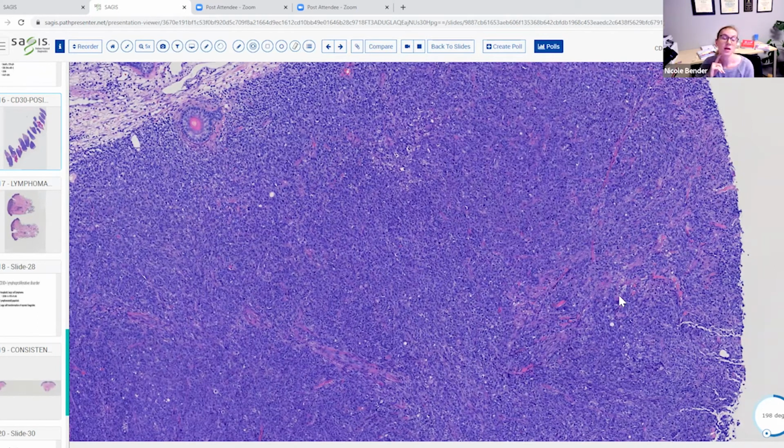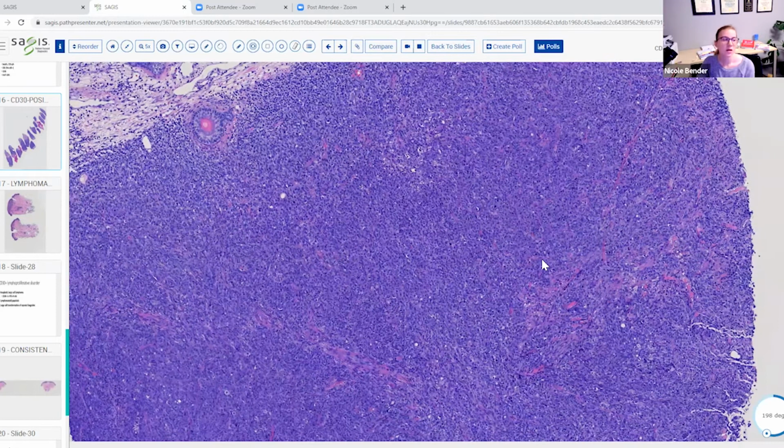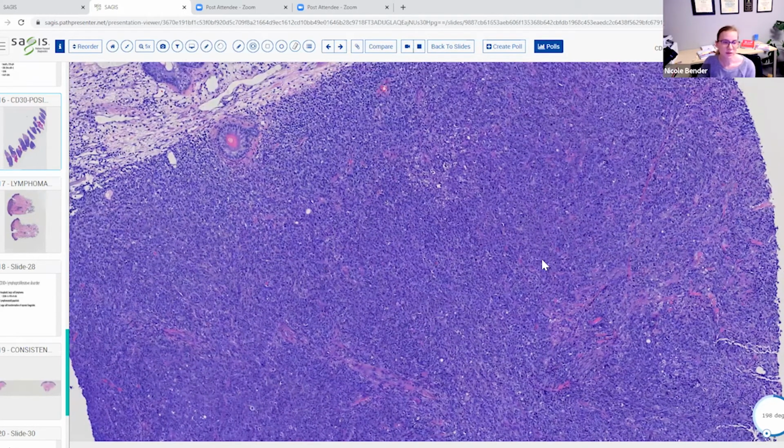And CD30 is actually positive in more than 90% of the cells of this infiltrate. So this profile is consistent with CD30 positive lymphoproliferative disorder, which is an umbrella term containing 3 entities: anaplastic large cell lymphoma, lymphomatoid papulosis, and large cell transformation of mycosis fungoides. Given the size of this lesion and the degree of CD30 positivity, as well as the clinical presentation in this case, this biopsy represented anaplastic large cell lymphoma.